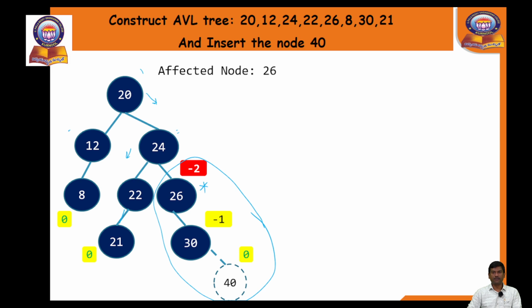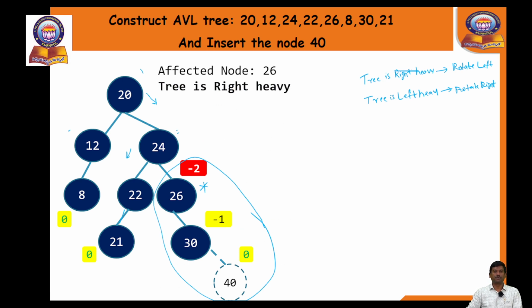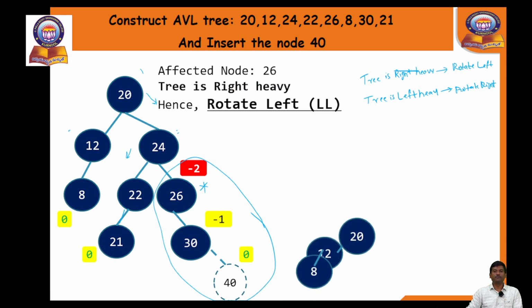If it is right heavy, then what should we perform? That is, rotate left. When the tree is right heavy, then you need to perform rotate left. And when the tree is left heavy, of course, this is related to single rotation, then you need to rotate right. These are the concepts which have to be implemented. So the tree is right heavy and you need to perform a left rotation.